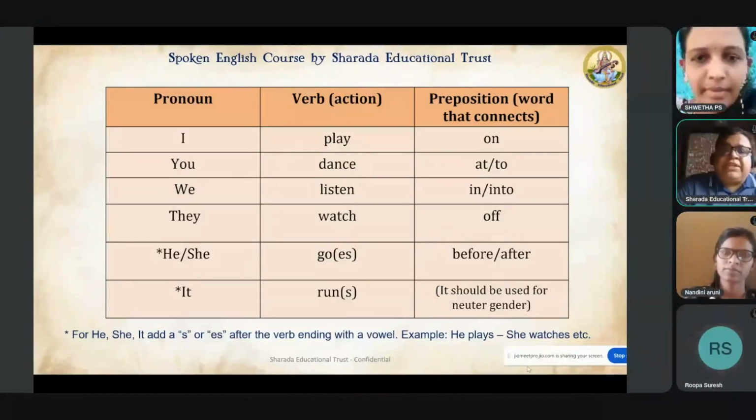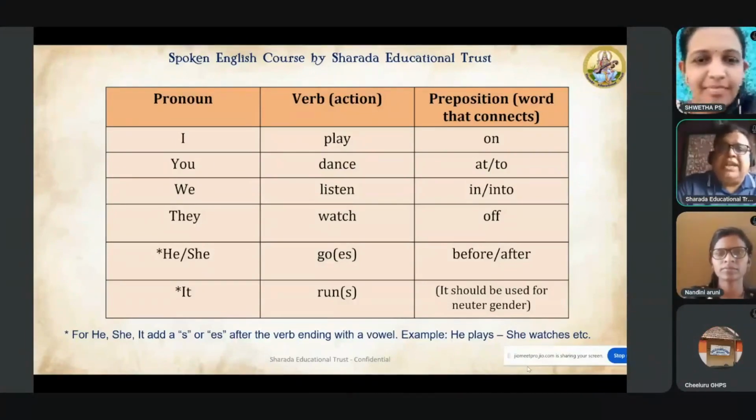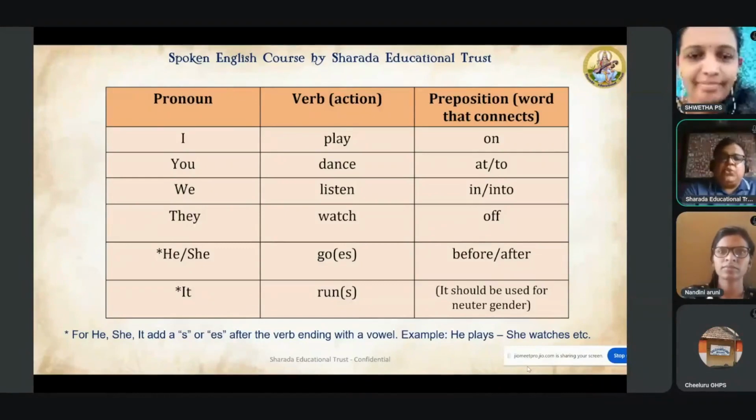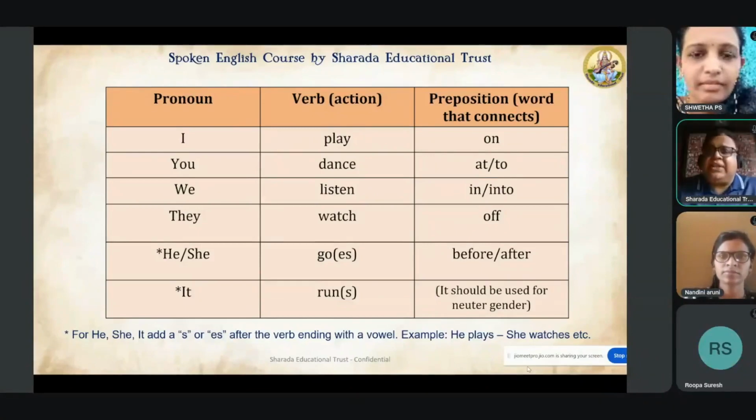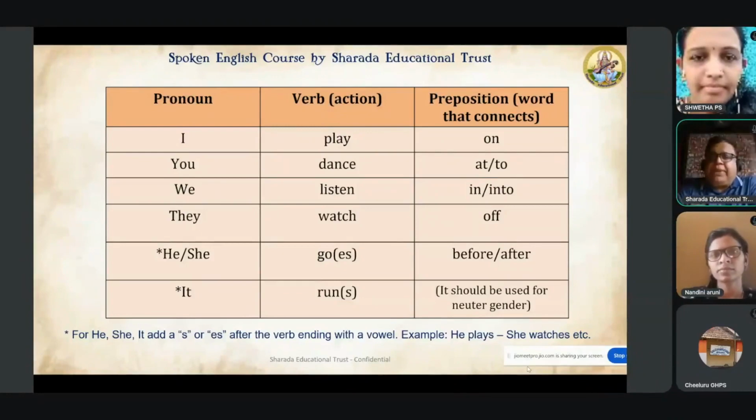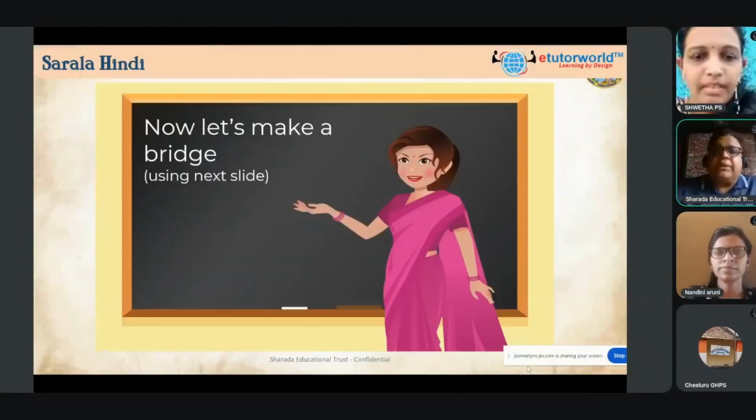Normally, if there is an o or h at the end of the word, it becomes es. Like watch, watches. We don't say watchs. So like that, these rules you have to remember. For I, you, and we, there's no s or es. For he, she, and it, there is an s or es. And then the preposition. So, I play before 5 p.m. That is a sentence. So I'll come to the next one here.